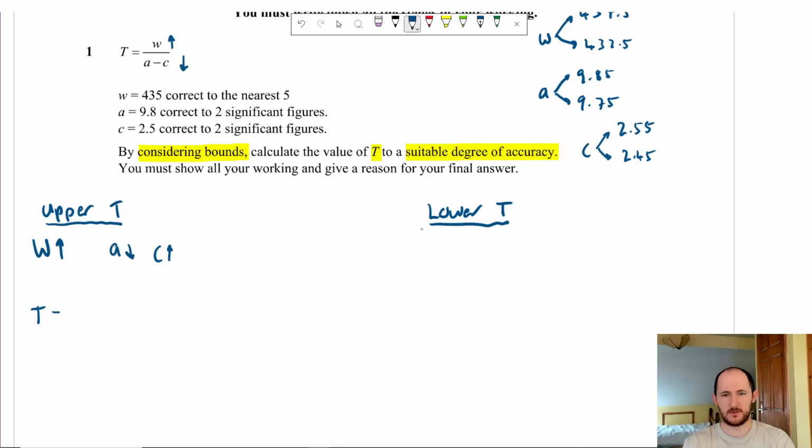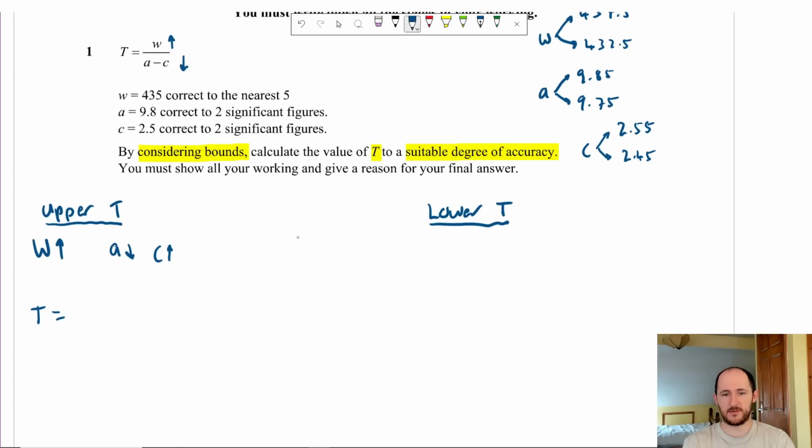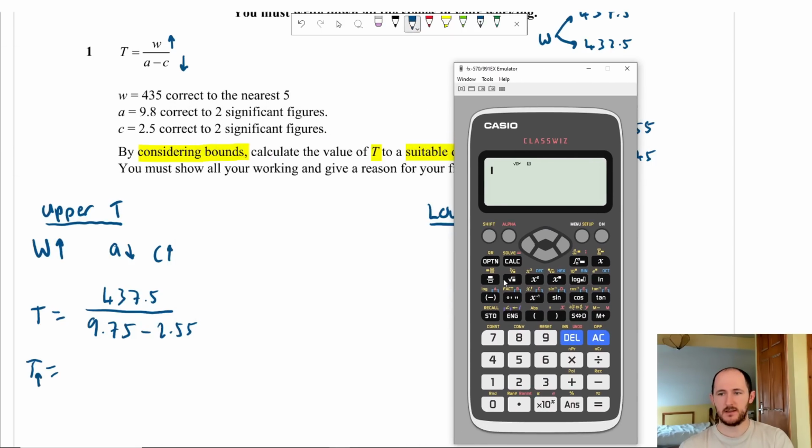So that means t is just equal to the upper value of w, which was 437.5. The lower value of A, which was 9.75, and we want the upper value of C, 2.55. So I'm going to shove this all on my calculator, and I'm not going to round it at all yet. I might do later. In fact, I'm going to put a little up arrow to remind me that's the upper value of T. I will round it at the end.